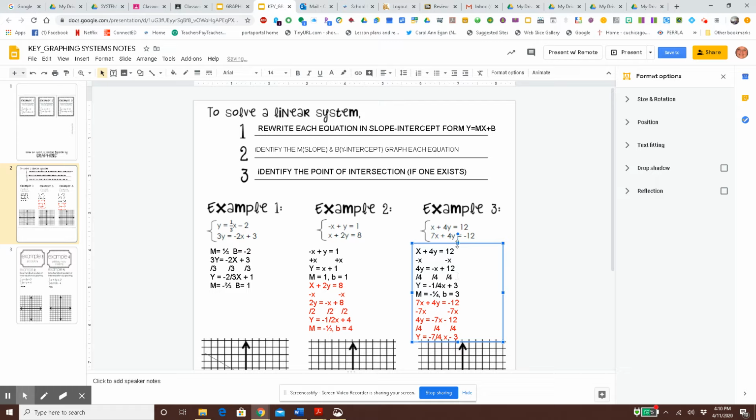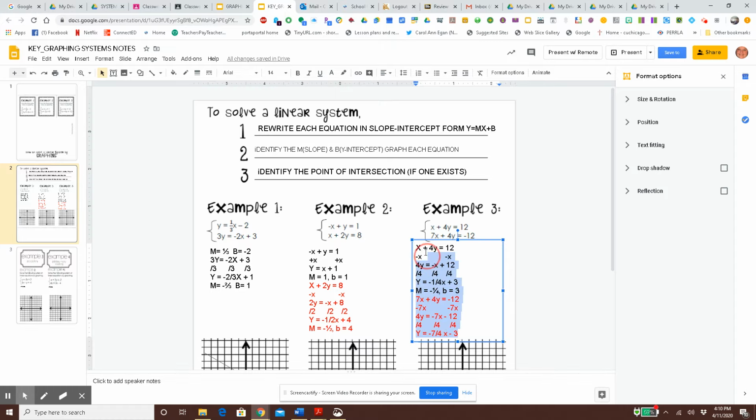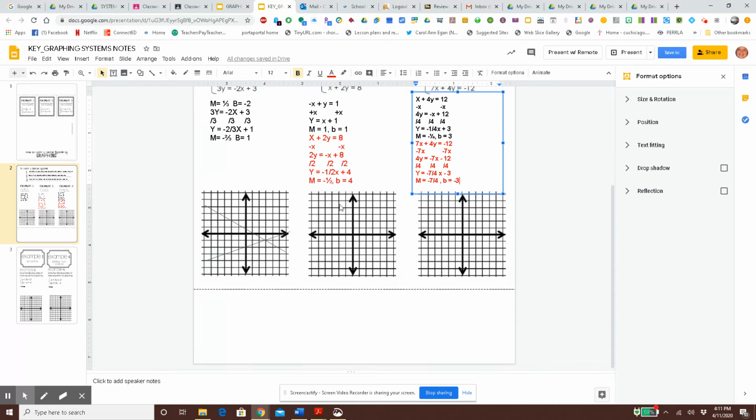Extend that text box just a little bit here. And I was using a 14 point. I'm going to bring this back down to 12, so I have some extra room. I'm going to bold it because I don't like that. And now I know that my m is equal to negative 7/4 and b is equal to negative 3. Let's go down and try to graph these.